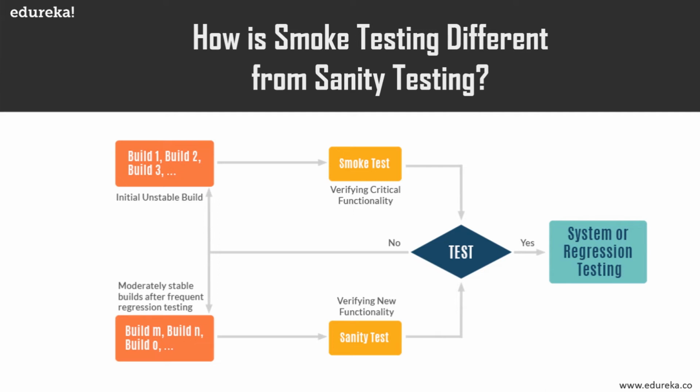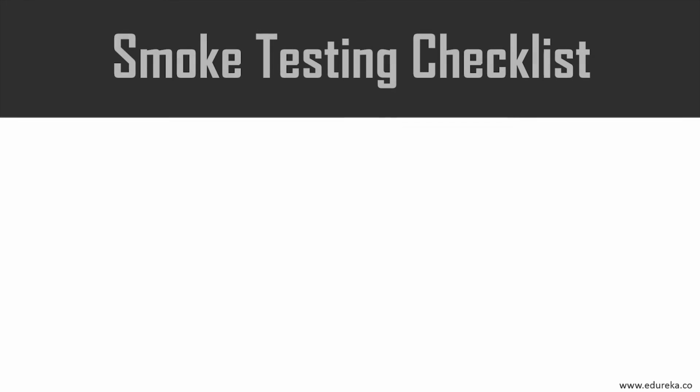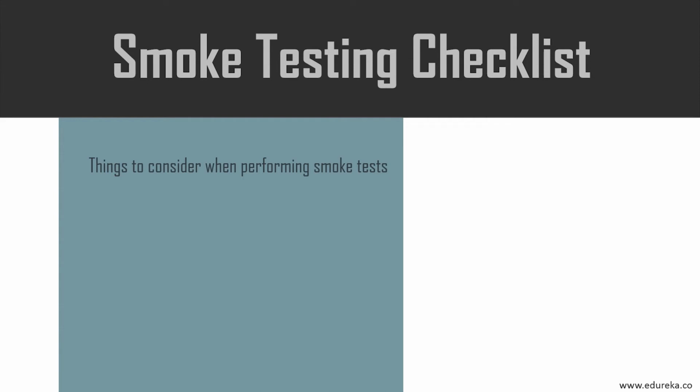So in smoke testing, you verify the critical functionality or the core functionality. In sanity testing, you verify new functionality and check if there are any errors. So guys, with this, we have almost covered all important concepts related to smoke testing. Now let's check out the best practices that you should follow when you're performing smoke testing.